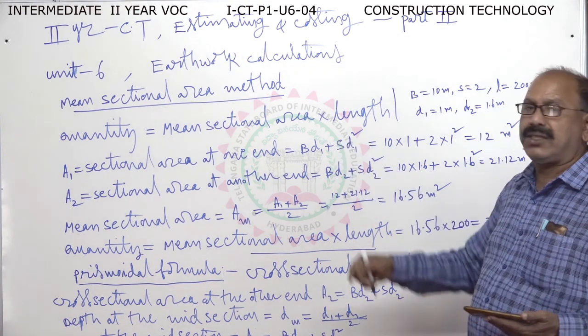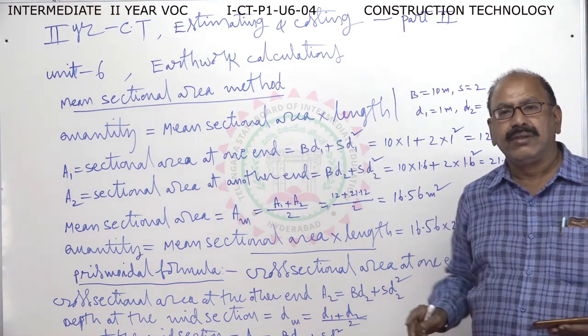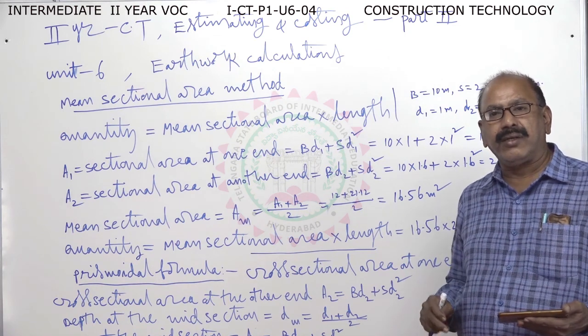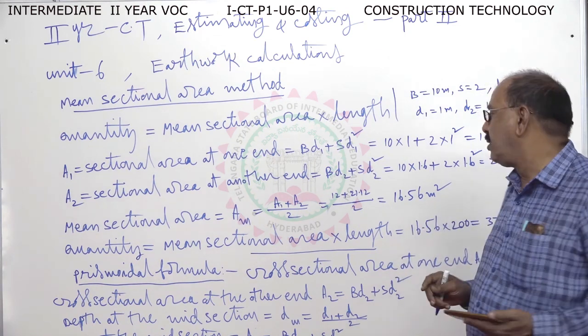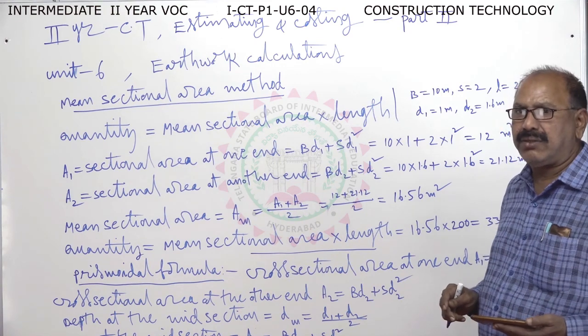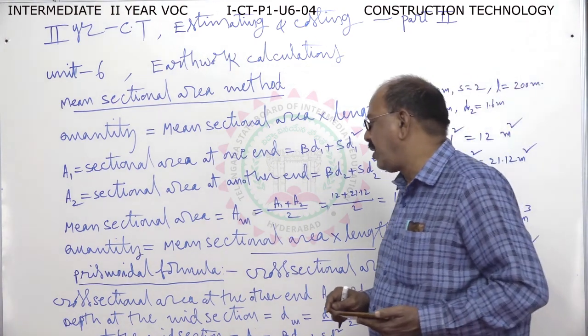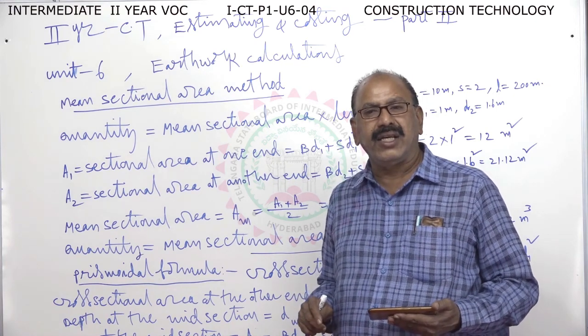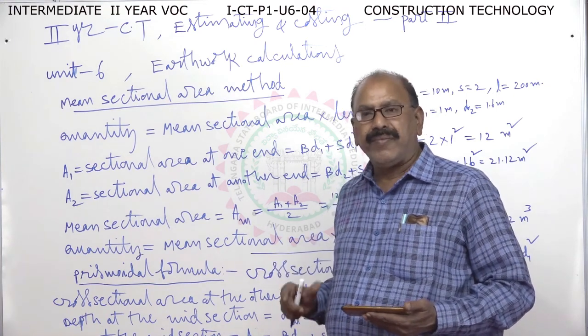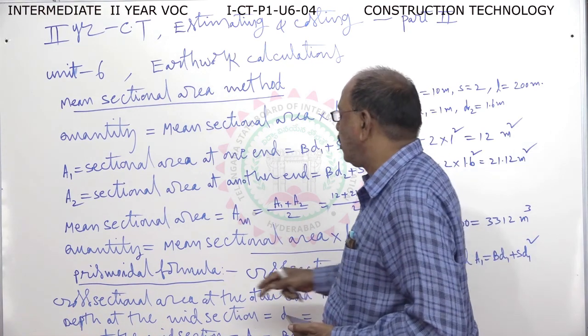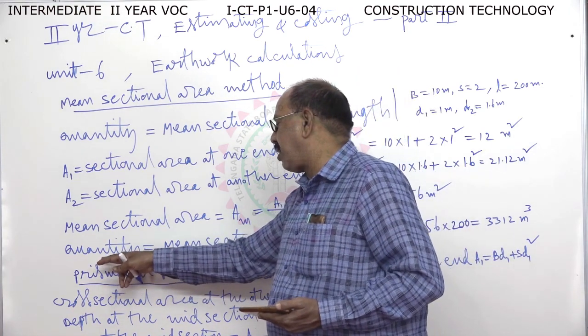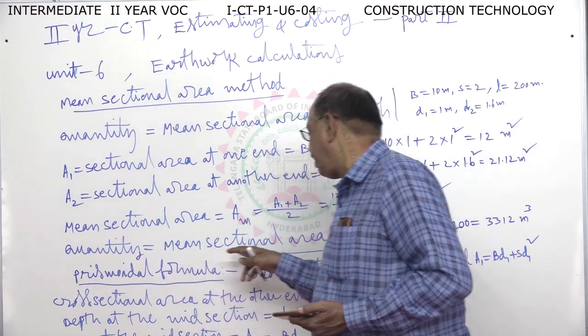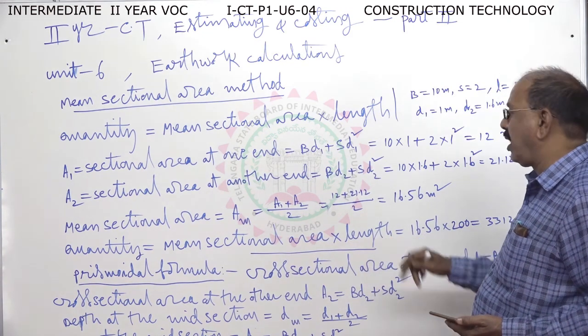If you write even one formula wrong, you will get 0 marks or you will lose your marks. That is not correct, no? So try to understand and read the formula very carefully and interestingly. Then only you will get very excellent marks. So therefore, the final formula: quantity is equal to mean sectional area into length.